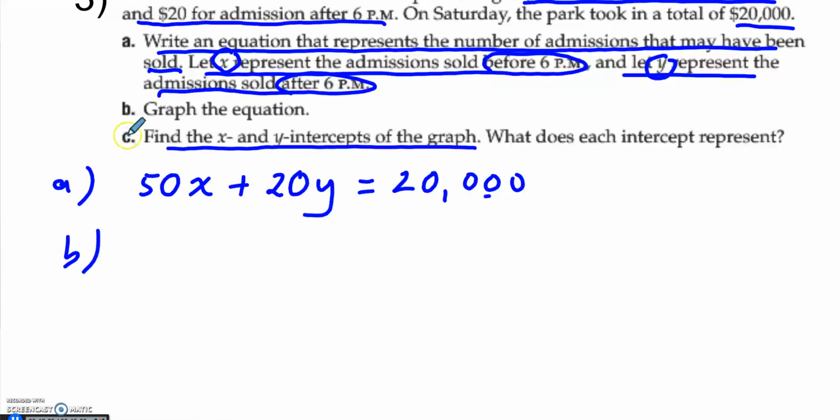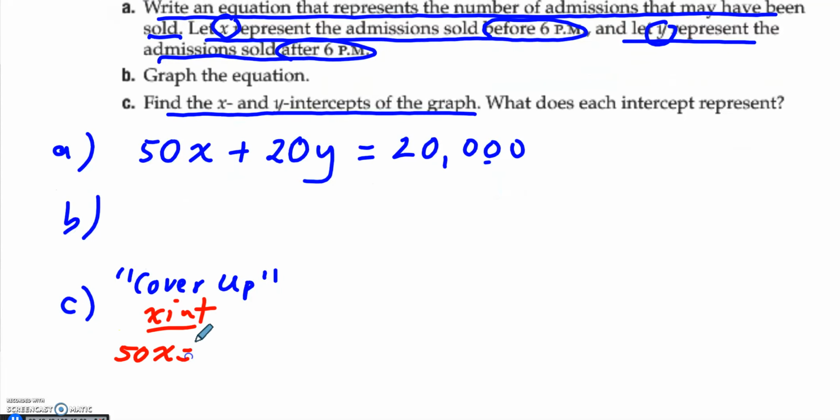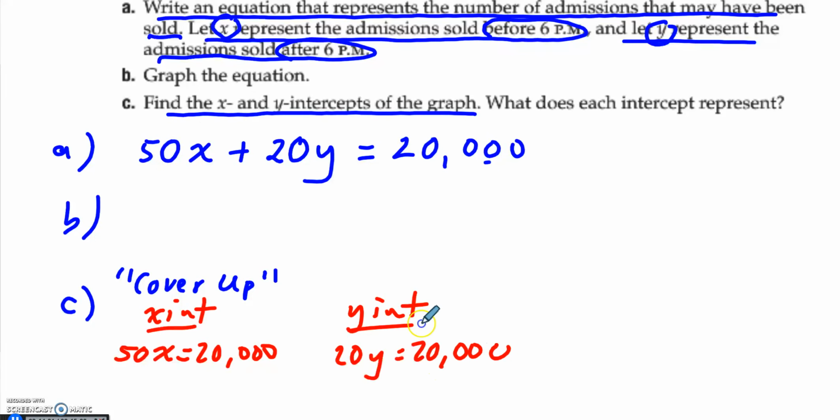But before we get to B, I would actually like to do part C first, because it asks me to find my x and y intercepts. And as you know, if it's in standard form, we should use that quote-unquote cover-up method I was talking about in class. So if I wanted to find the x-intercept with the cover-up method, this is 0, so it disappears. So you're left with 50x equals $20,000. And if I wanted to find the y-intercept, you're plugging in 0 here. So that would be 20y equals $20,000.